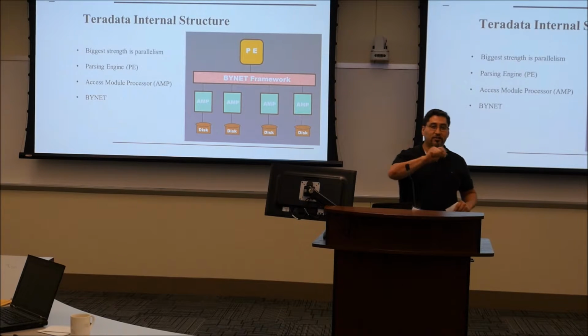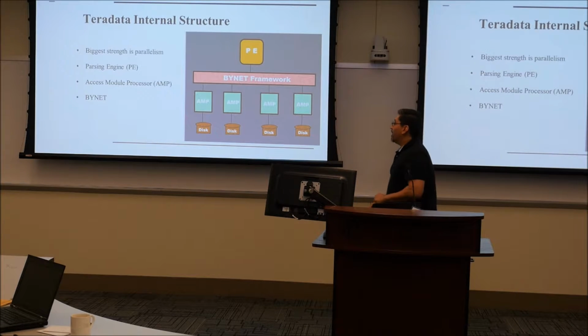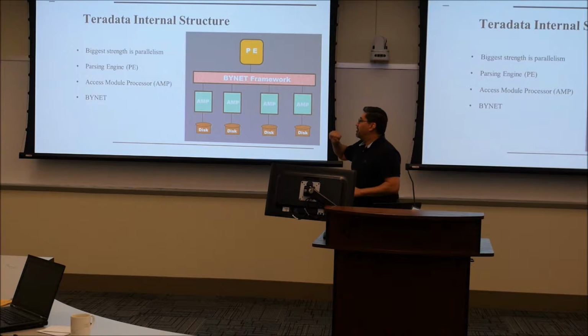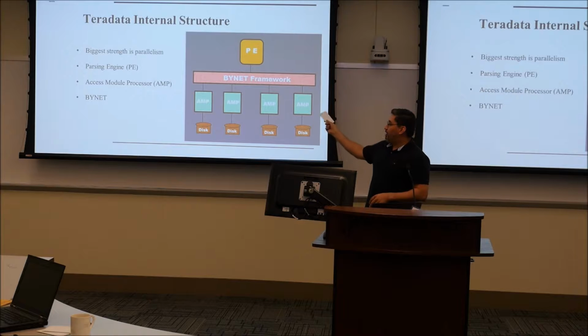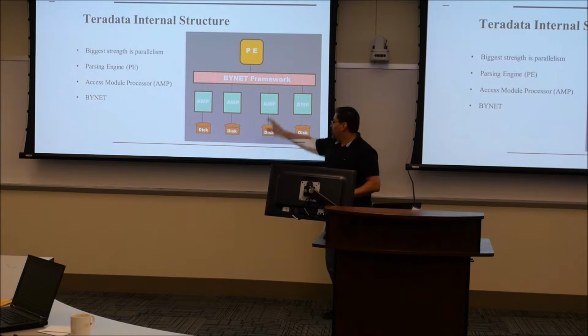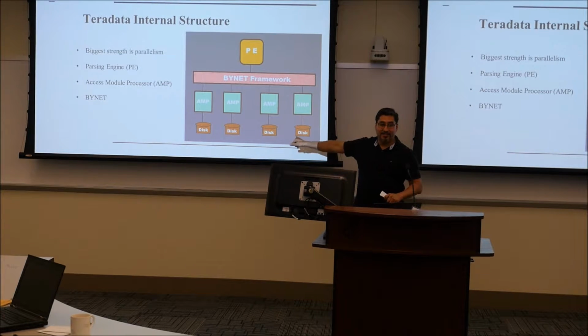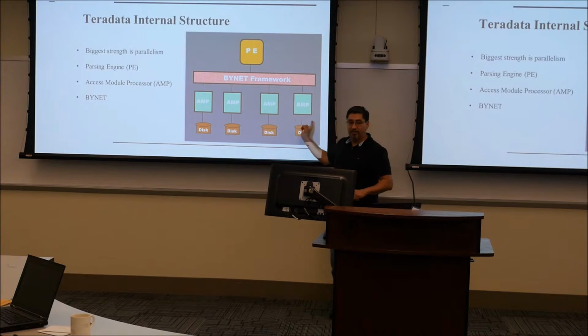Now, internally, this is what happens. One of the biggest strengths of Teradata is its processing, its parallelism. It works in parallel. It makes it faster. Imagine two highways open at the same time. The primary sources are the parsing engine, called PE, the BYNET framework, which I can go into later, and the AMP, Access Module Processor, this little guy right here, which each have their own read and write disks.